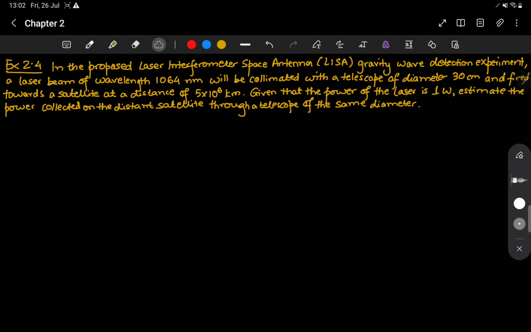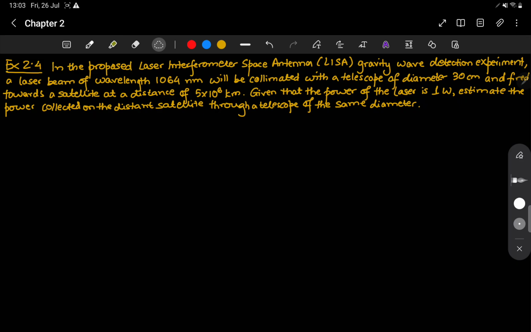Given that the power of the laser is 1 watt, estimate the power collected on the distant satellite through a telescope of the same diameter. You should note that this is a really high power laser, and for reference, the common laser pointers that we use for making presentations are less than 5 milliwatts in terms of power. So in this LISA experiment, this really high power laser of 1 watt will be used.